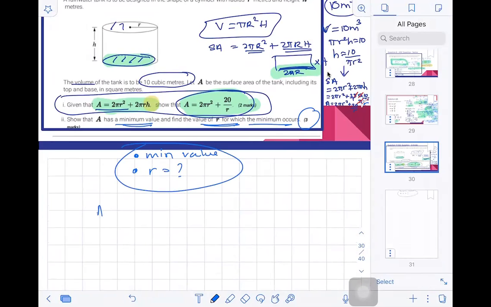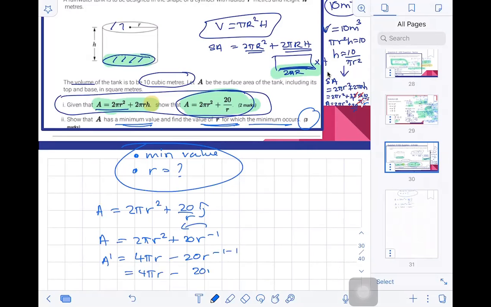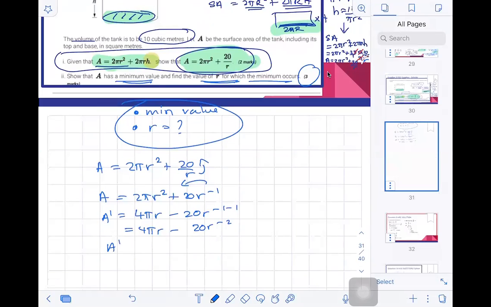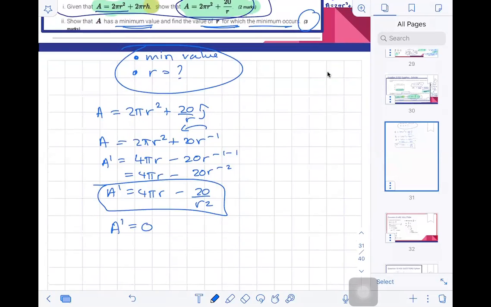So we differentiate first. Let's write that: 2 pi r squared plus 20 on r. So that's 2 pi r squared plus 20 r to the minus 1 when you bring it up. A dash is 4 pi r minus, bring the minus 1 down, 20, minus 1 is minus 2. So it's 4 pi r minus 20 r to the minus 2. A dash is 4 pi r minus 20 on r squared. So we need to make A dash equal 0. So you go 4 pi r minus 20 on r squared equals 0.